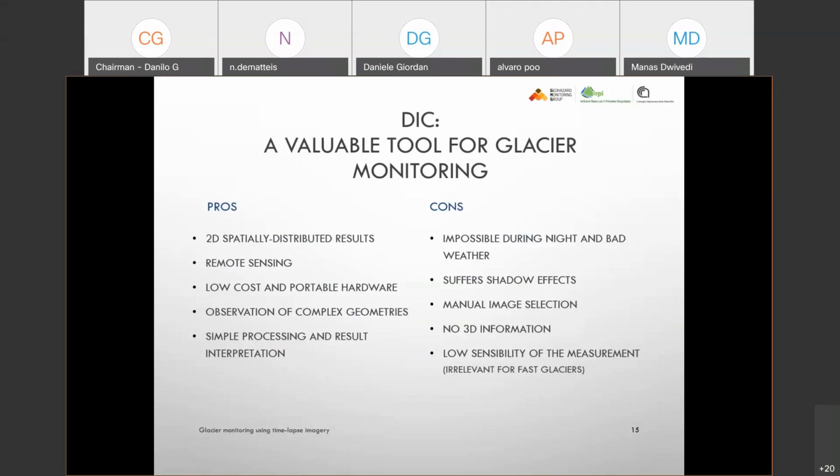This is a remote sensing measurement, and this is important for glacier monitoring because very often glaciers are perilous to access, or maybe it is impossible, and therefore the use of remote sensing sensors guarantees the safety of the researchers and technicians.